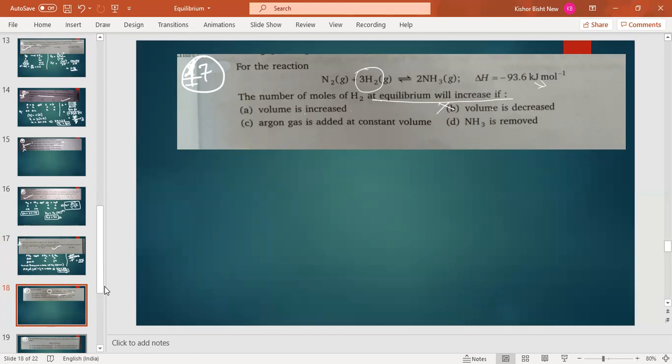If NH3 is removed, no. If the energy, so how is it formed? Argon gas, no, at constant volume. So what is your answer? Volume increases. Please, this is the conceptual base. Please go through Le Chatelier's principle.